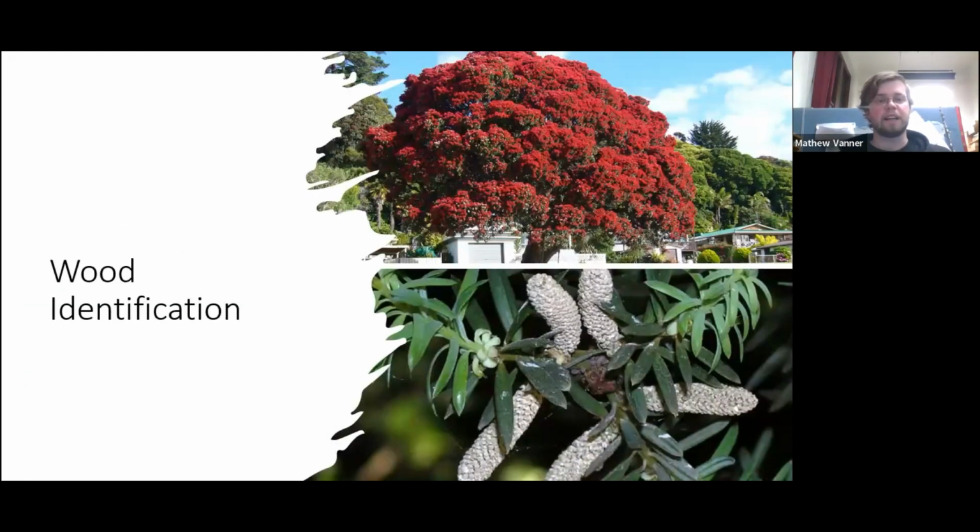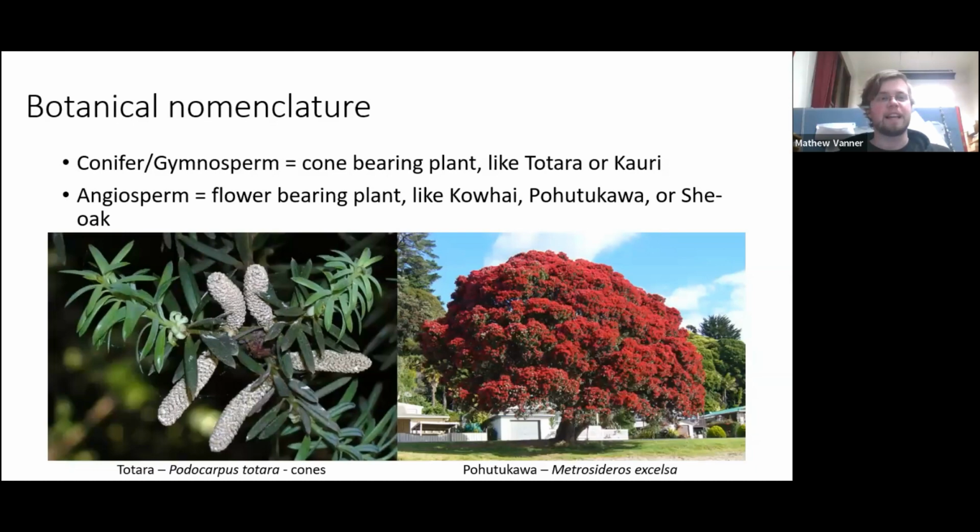So a really quick foray into the identification of wood for those of you who don't know much about it. So very basic botanical nomenclature. Conifer, Gymnosperm, those are the cone-bearing plants like Totara or Kauri. Angiosperm are our flower-bearing plants. They both have very different types of wood anatomy, as we will soon see.